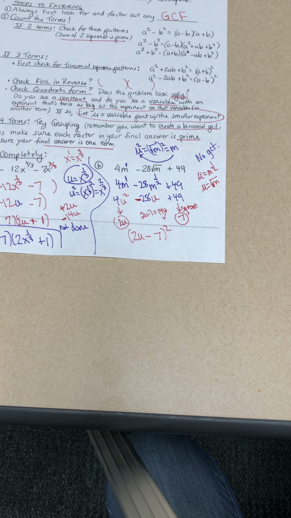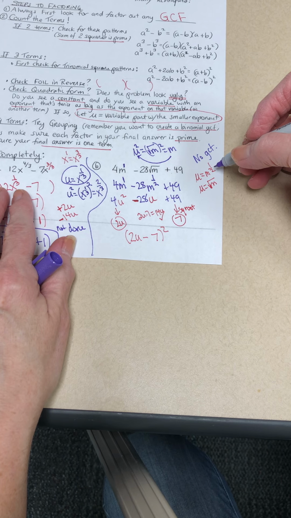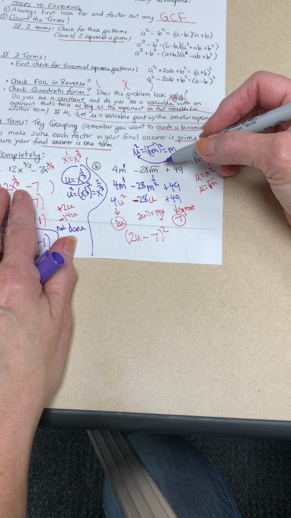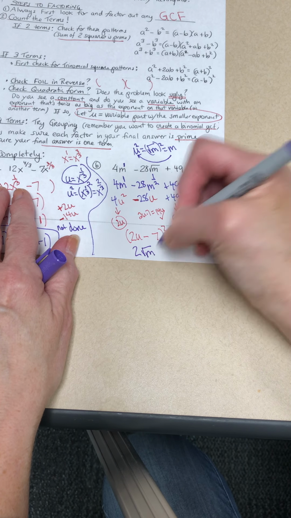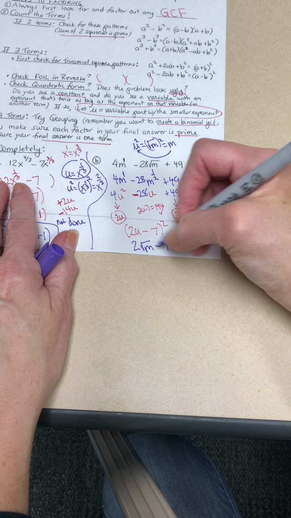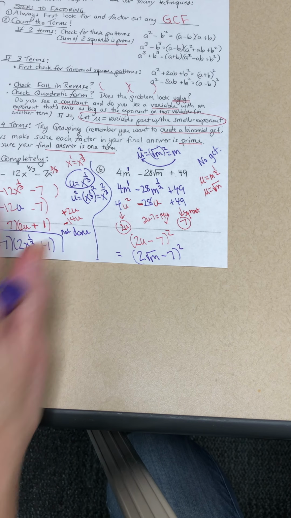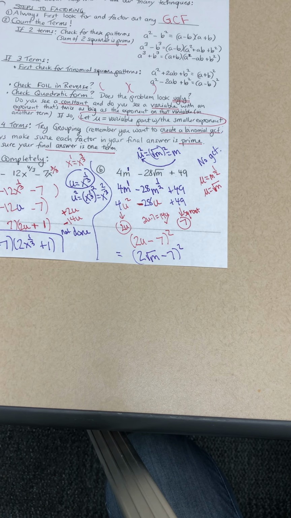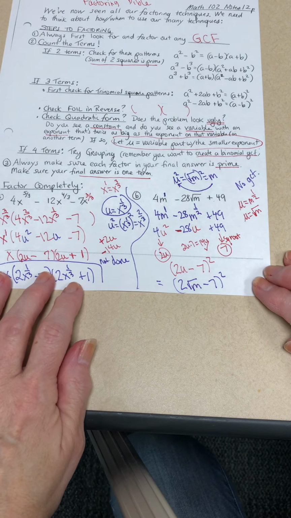And then finally, u is standing in for m to the 1/2. But let's keep our rule that if a problem starts in radical form, let's give the final answer in radical form. So 2 times the square root of m minus 7 quantity squared. That's how that factors. Okay, that's kind of the end of our factoring. And now we're going to be using factoring to simplify rational expressions.